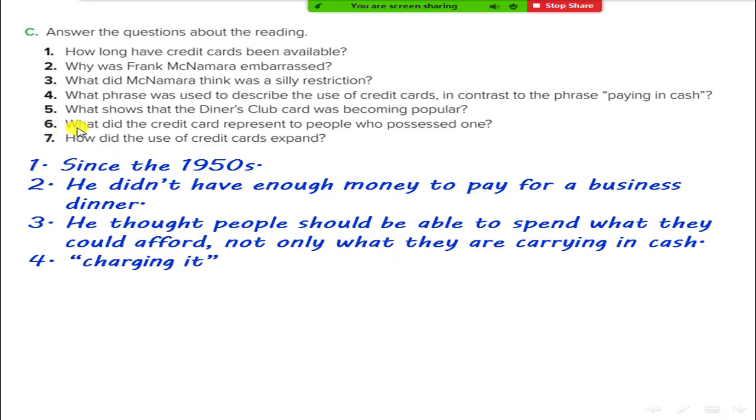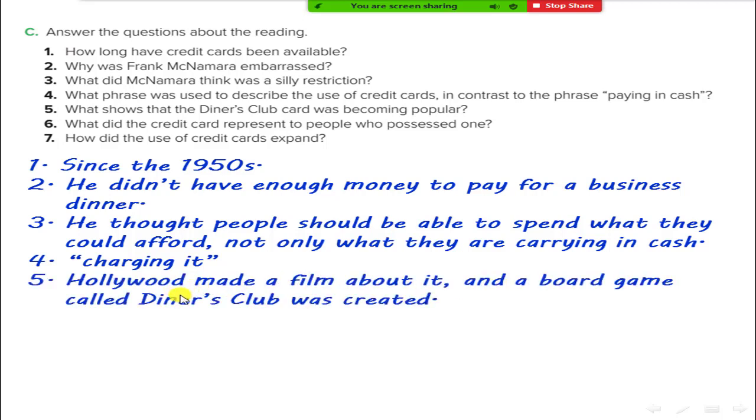Number 5. What shows that the Diners Club card was becoming popular? Okay, Muhammad Asim. Hollywood made a film about it, and a board game. Very good, Muhammad. Of course, yes, Hollywood made a film about it, and a board game called Diners Club was created.